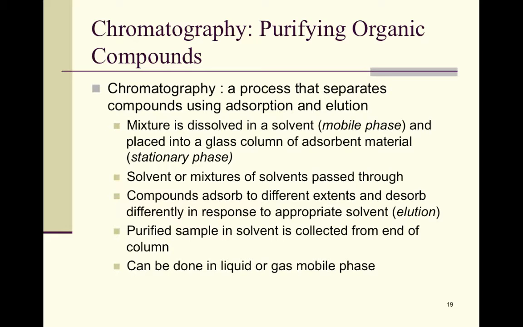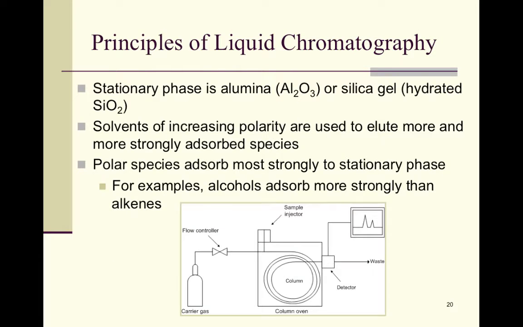This can be done in a liquid or gas mobile phase. The principles of liquid chromatography: the stationary phase can be an alumina or a silica gel. Solvents of increasing polarity are used to elute more and more strongly adsorbed species. Polar species adsorb more strongly to the stationary phase. For example, alcohols adsorb more strongly than alkenes.